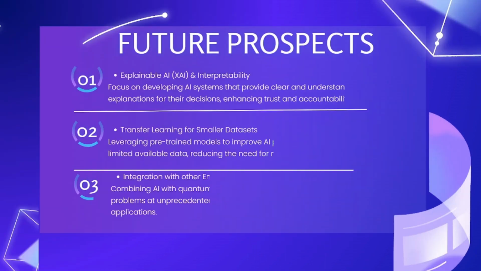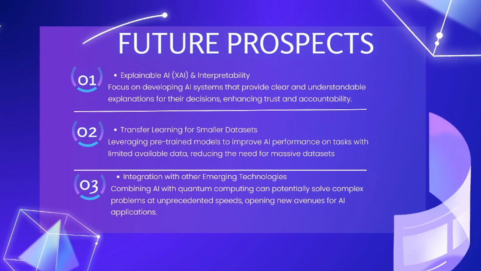Now, the main reason I chose the topic is to make people aware of what future prospects this ANN holds. So, say explainable AI, which is the most popular term used right now. We use chat GPTs. So it focuses on developing systems that provide us clear and understandable explanations.